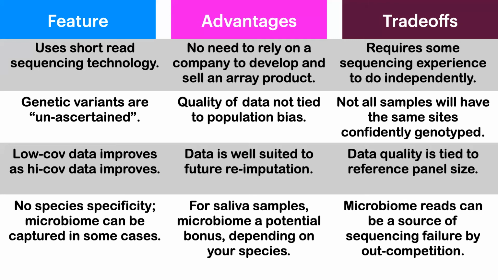And there is no sequence specificity for low coverage sequencing. So the microbiome, say you're taking saliva samples from an individual or skin samples, can be captured in some cases. So that could be a potential bonus if that's something you're interested in for your species. It could also be a potential source of sequencing failure if the microbiome is very prevalent in the sample you're taking, by outcompetition of the microbiome reads. The pathogens or microbiota are outcompeting DNA from the individual or host you're interested in. So there's a balance there.